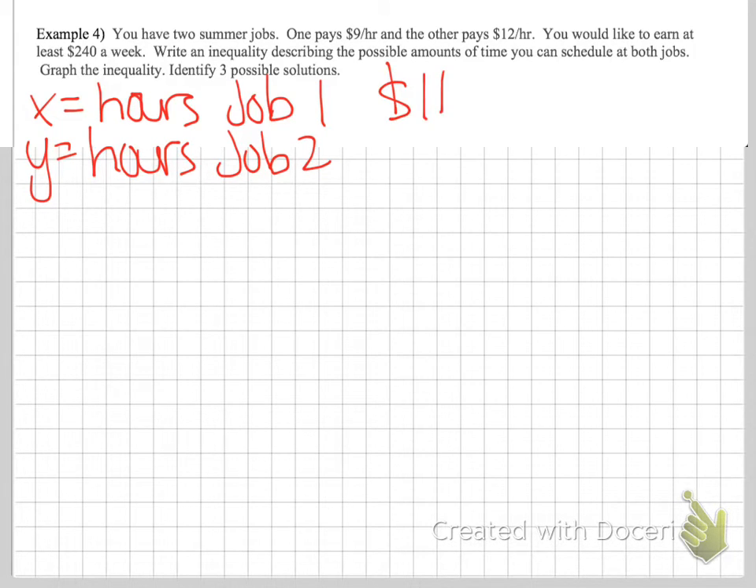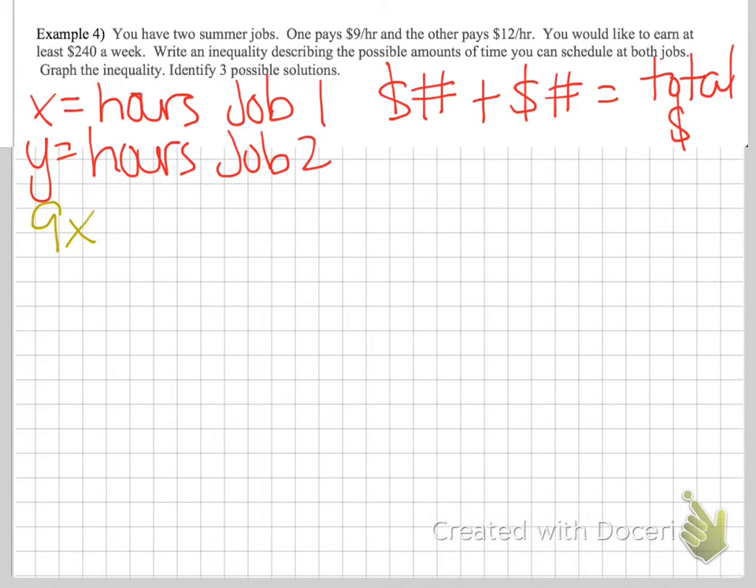price per hour times the number of hours is the amount of money I'm going to earn at job 1, plus price per hour times the number of hours is what I'm going to earn at job 2, and this is going to end up telling me the total amount of money I'm going to make. So this is the general form of the equation that I'm going to write. So $9 an hour times the number of hours plus $12 an hour times the number of hours is going to give us $240. But now we want to make at least $240, so we need to be able to put an inequality in here.